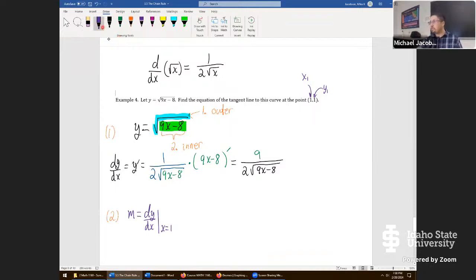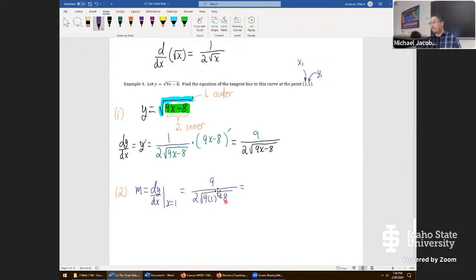So this will be equal to 9 divided by 2 times the square root of 9 times 1 minus 8. From here, we're just numerically simplifying this. We want it as simplified as possible because we're going to have to work with it. We don't want the slope in that format. It's clunky to write. So above it, we have 9 over 2 times the square root of 9 minus 8, which is the square root of 1. The square root of 1 is still 1, so this comes out as 9 halves.